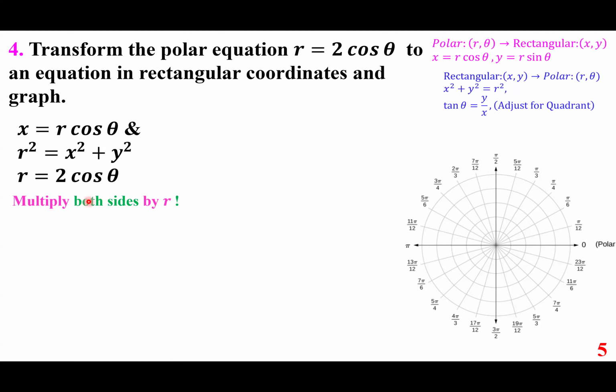When we do that, this becomes r squared. So let's multiply by r. This becomes r squared, this becomes 2r cosine theta. We know r squared is x squared plus y squared. And 2 cosine theta, r cosine theta is x. So it's 2x.